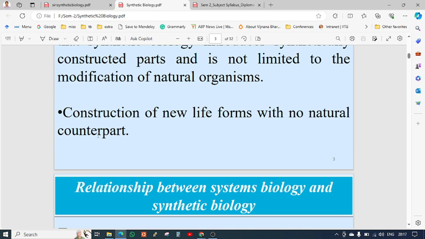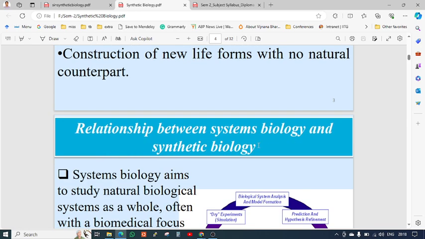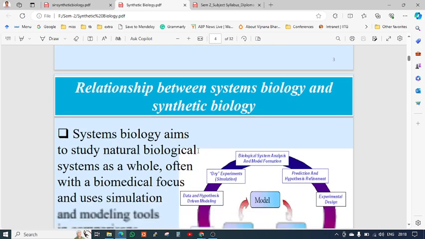no natural counterpart, because God had already created some creatures or organisms, but with synthetic biology we can create them according to our needs and our utilization of technology. We created these creatures or organisms which may be useful for us. So that's why it is called synthetic. What is the relationship between systems biology and synthetic biology?